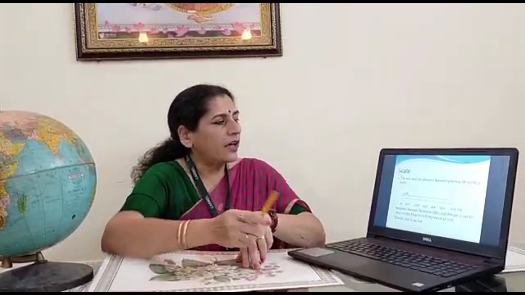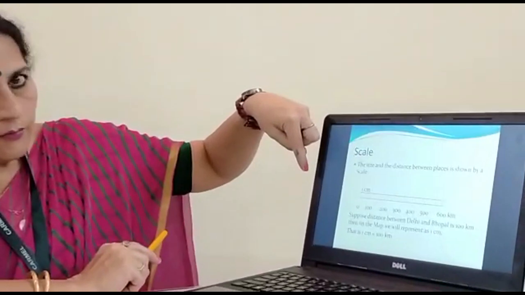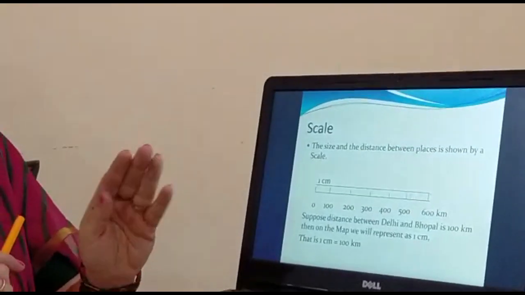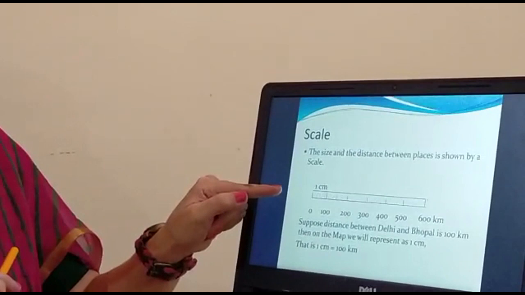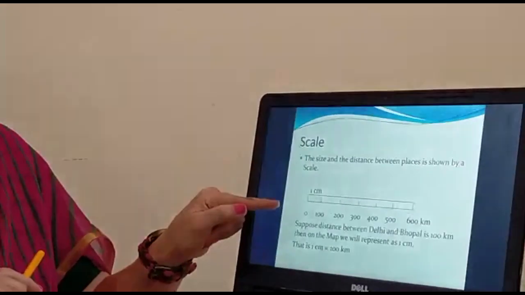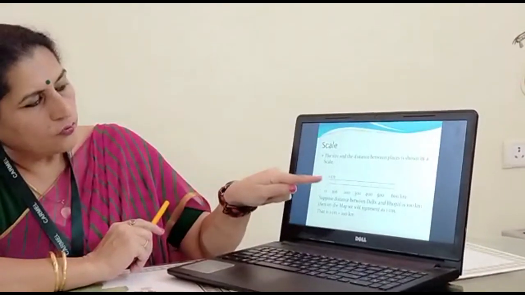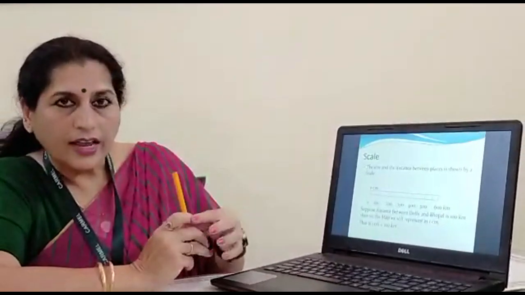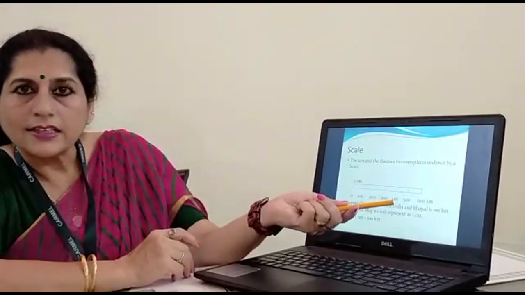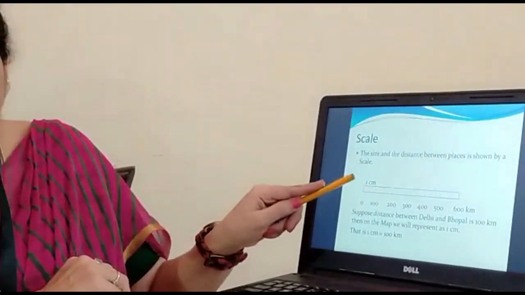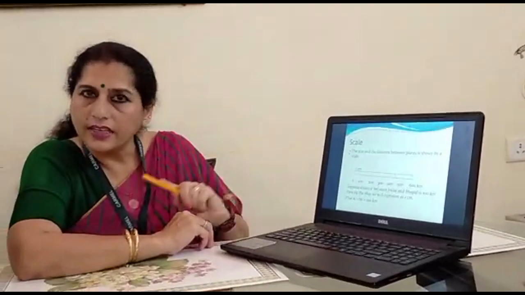Moving on to the scale now. The size and the distance between a place is shown with the help of a scale. Now here I have tried to show you with this bar. You can see it's divided into segments. Each segment, that is 0 to 100 kilometers, 100 to 200, 200 to 300, 300 to 400, 400 to 500, and last you can see 600 kilometers. Now each segment is shown as 1 centimeter.